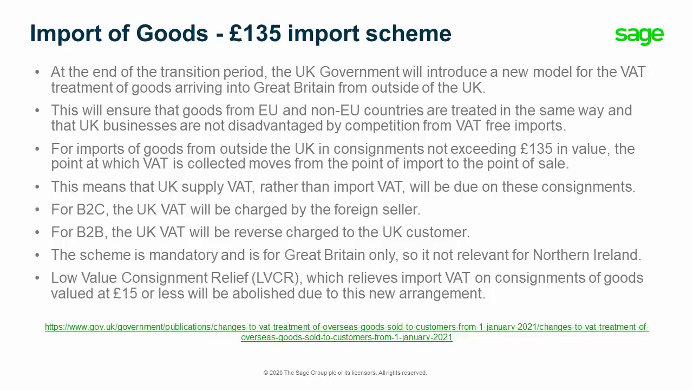This means that UK supply VAT, rather than import VAT, will be due on these consignments. For business to customer, the UK VAT will be charged by the foreign seller. For business to business, the UK VAT will be reverse charged to the UK customer. This scheme is mandatory and is for Great Britain only, so it's not relevant for Northern Ireland. Low Value Consignment Relief, or LVCR, which relieves import VAT on consignments of goods valued at £15 or less, will be abolished due to this new arrangement.